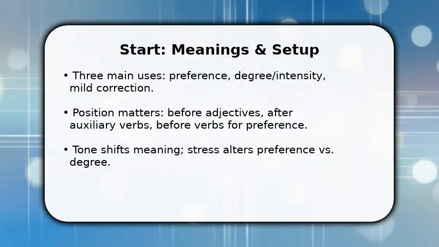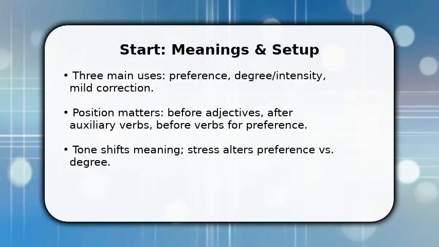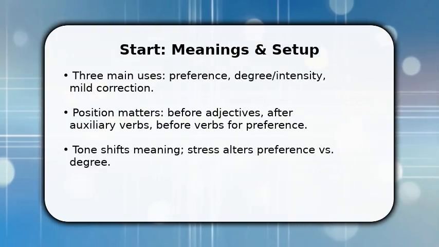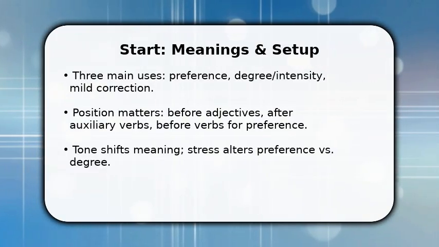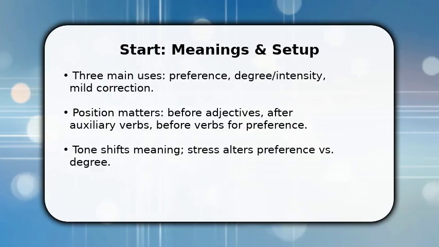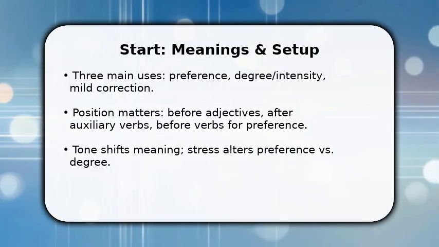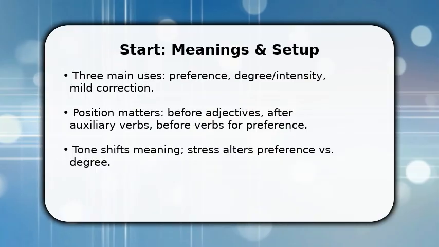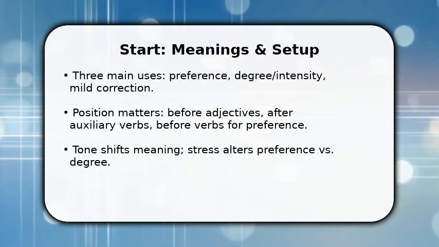You begin by identifying which sense of rather you need: preference, degree, or correction. Once decided, choose placement before an adjective for intensity, after an auxiliary for contrast, or before a verb to express preference. Pronounce it clearly. Stress changes meaning. Practice with 3 short examples aloud.